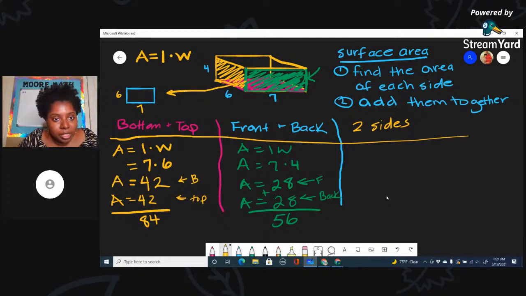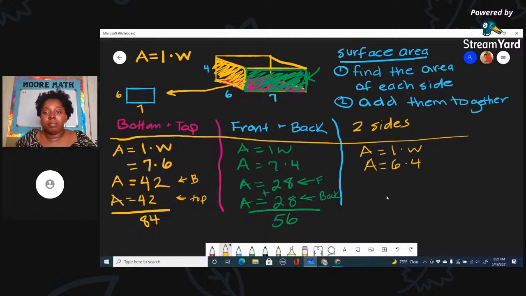Okay. And then finally, we have the sides right here. So what's this rectangle right here that I just colored in? What's my length and what's my width? 4 and 6. Good. So 6 times 4. 7 times 4 is 28. 6 times 4 is 24. Excellent. And if one side is 24, the other side is 24. Yes. And now add them together. 24 plus 24 is 48.